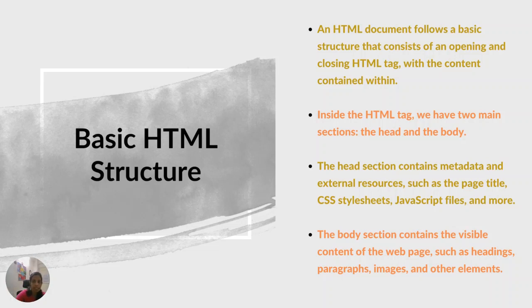Inside the HTML tags, there will be two sections. One is the head section and another is the body section. The head section usually contains the metadata and external resources. So we will define our CSS, Bootstrap and the JavaScript sources here in this head section. In the body section, the visible contents of the web page, like the headings, paragraphs, images, and certain divisions, all will be written inside this body section.